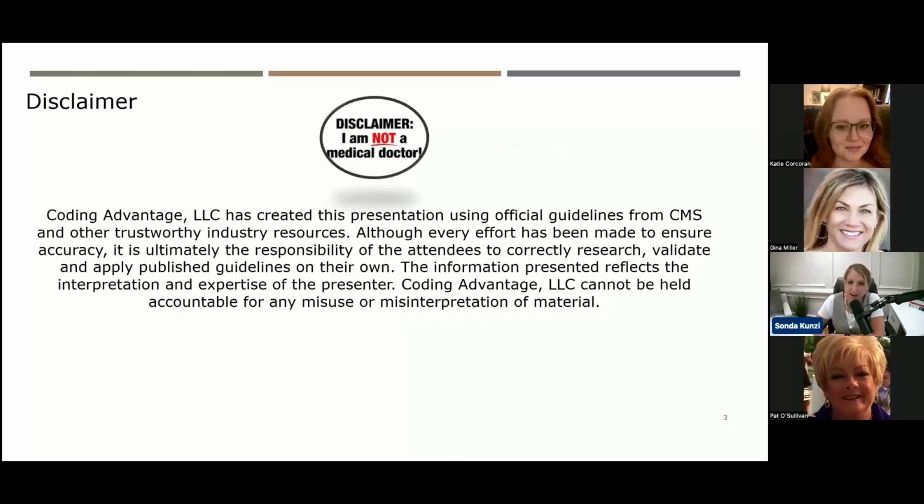This disclaimer, okay, it is meant to be funny. I am not a medical doctor, which just means none of us are. Although unless you're on and you are a doc, and good for you for jumping on.